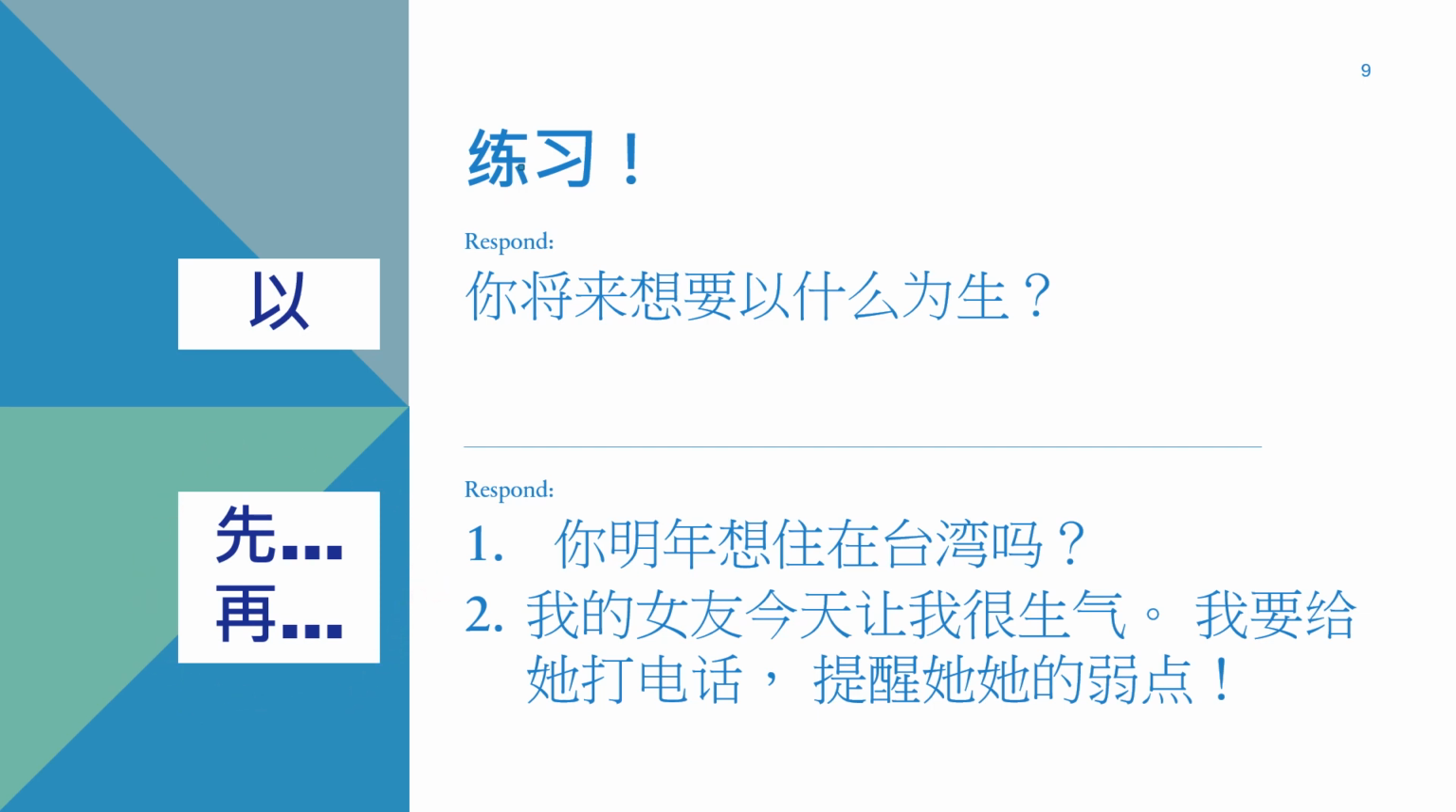那第二个，我的女友今天让我很生气，我要给她打电话，提醒她她的弱点。So, my 女友 girlfriend made me mad. I'm gonna call her and 提醒她她的弱点。I'll remind her of her place. I'll tell her what her weaknesses are. What would your response be to your friend who says this?